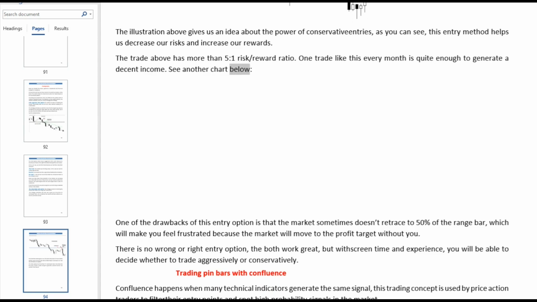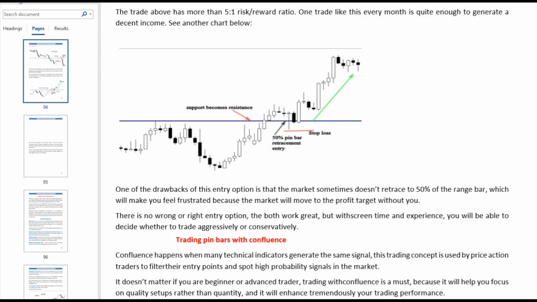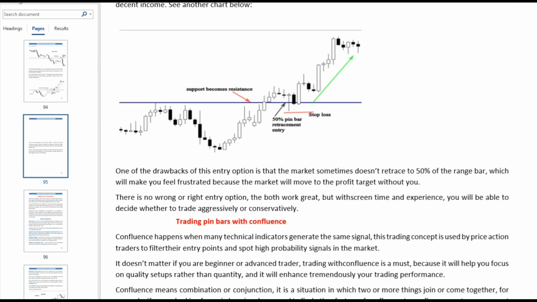See another chart below. One of the drawbacks of this entry option is that the market sometimes doesn't retrace to 50% of the range bar, which will make you feel frustrated because the market will move to the profit target without you. There is no wrong or right entry option, the both work great, but with screen time and experience, you will be able to decide whether to trade aggressively or conservatively.